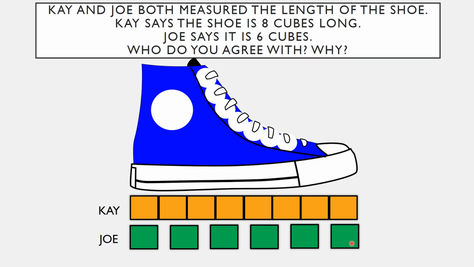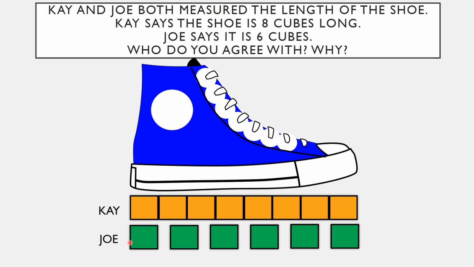Welcome back. So taking a closer look, I can see that Kay has 1, 2, 3, 4, 5, 6, 7, 8 cubes. We can see that she started at a starting point and she ended at the ending point of the shoe. I can see that she doesn't have any overlapping cubes and she also doesn't have any spaces or gaps. Let's take a look at Joe's.